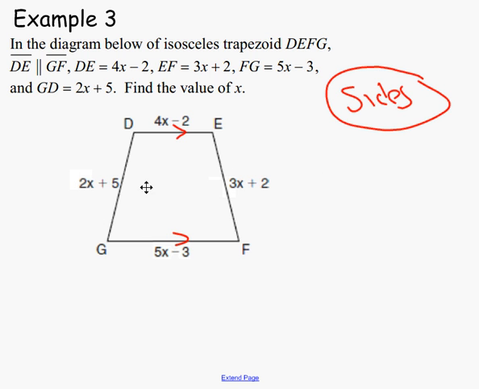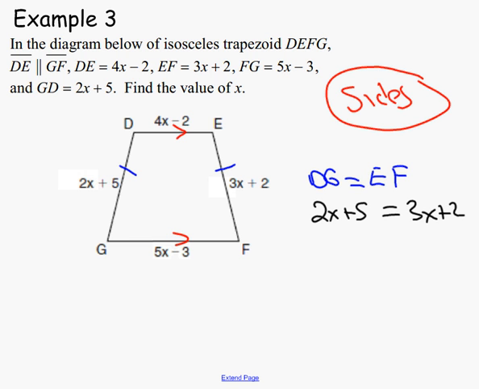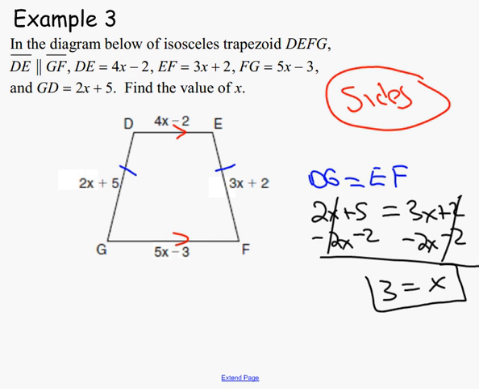What do we know about the sides? We know that this side is equal to this side. So that means side DG is equal to side EF. Therefore, I could say 2x plus 5 equals 3x plus 2, and I can solve for x that way. So I get minus 2x, this cancels out, and then I can move the 2 to the other side, minus 2, this cancels out, and I get x equals 3. So the answer is x equals 3.